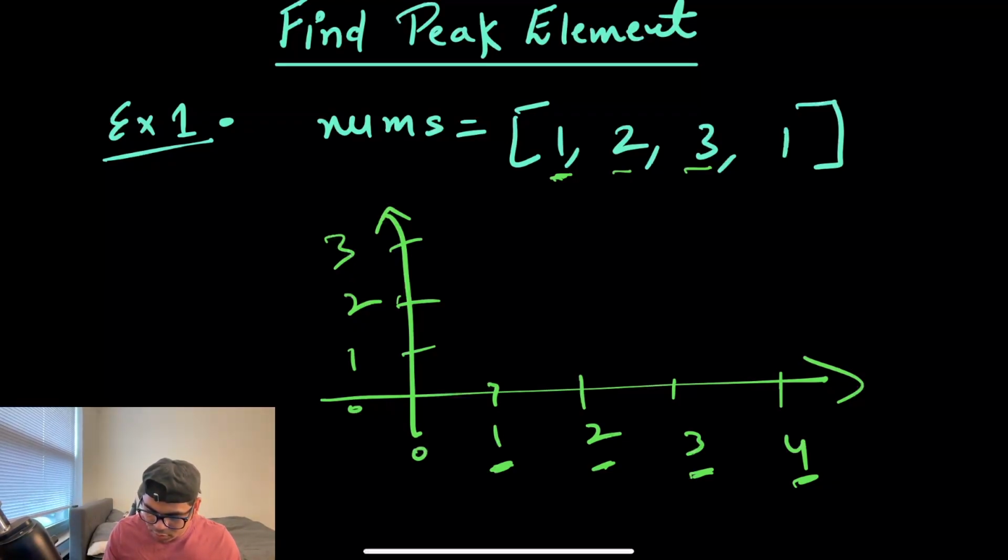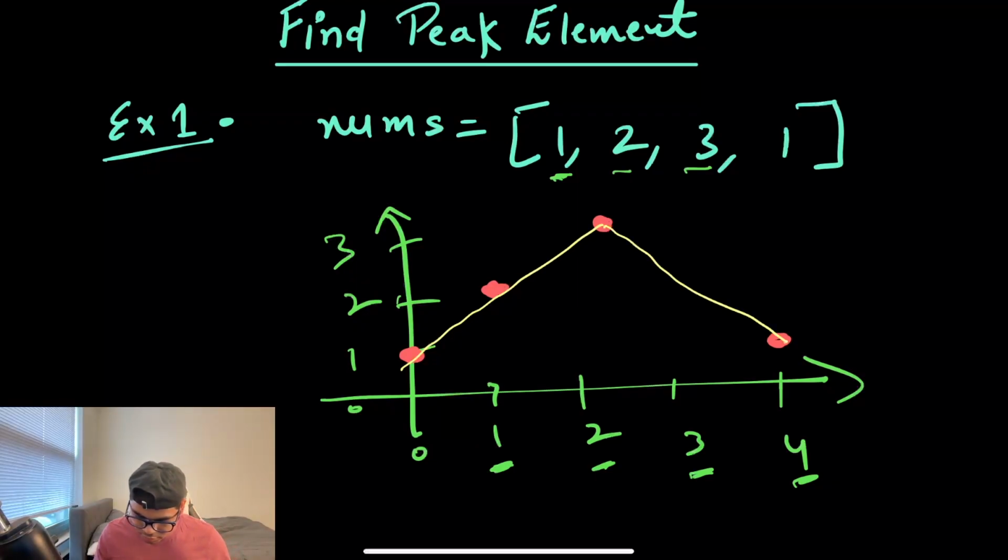So the first element has height 1 at index 0. The second element at index 1 is over here, the third is over here, and then the fourth is right here. So this is the graph that you're seeing, and I made a mistake. I skipped this third index, so that should be over here.